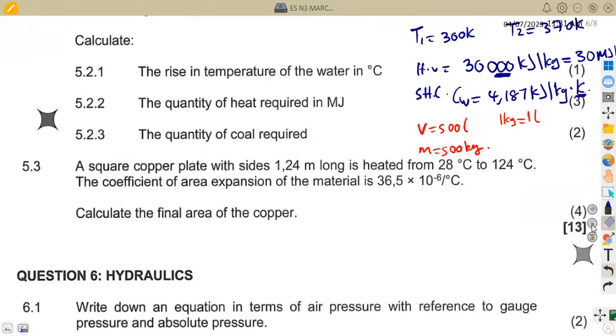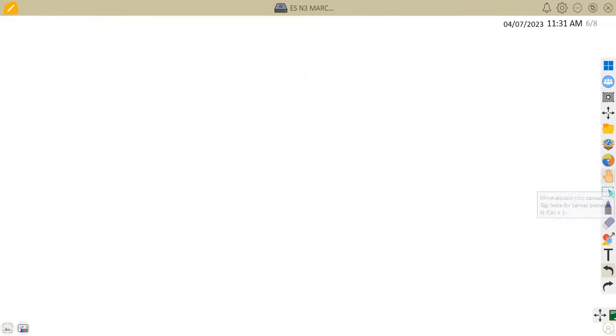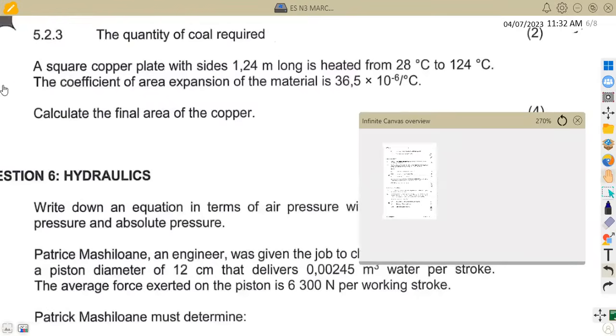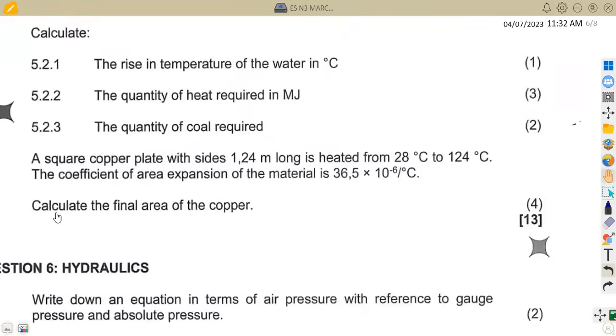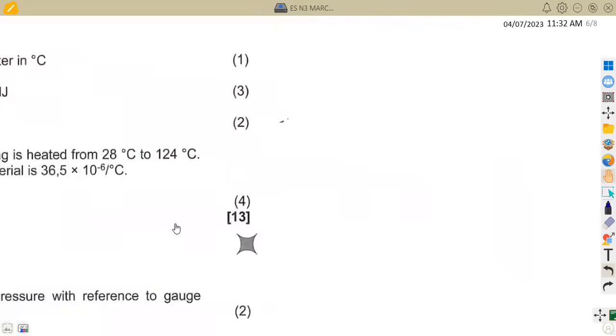So here we are given that this square plate is of size 1,24 meters long and is heated from T1, 20 degrees Celsius, to T2, which is 124 degrees Celsius, and also the coefficient of area expansion in this case, which is 36,5 times 10 to the power of -6 and so forth. Calculate the final area. All right, so that's 5.3 in this case.